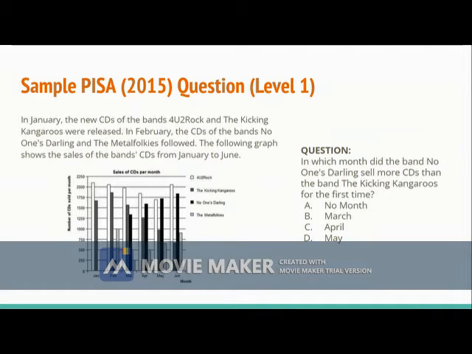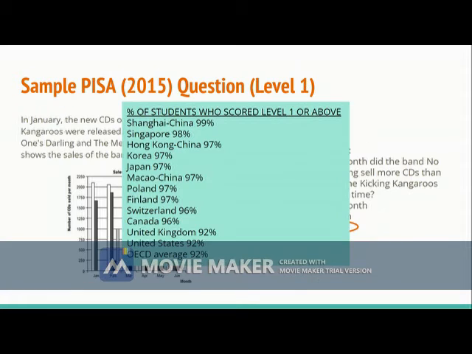All right, so the answer is April. Here's the percentage of students who scored on level 1 for that year. You can see the majority of the countries here are the higher rated countries. There are different provinces in China there too, with Shanghai at 99. You see Korea and Japan sitting there at 97. If you look further down, Canada is at 96%, and then the United States is at 92%.